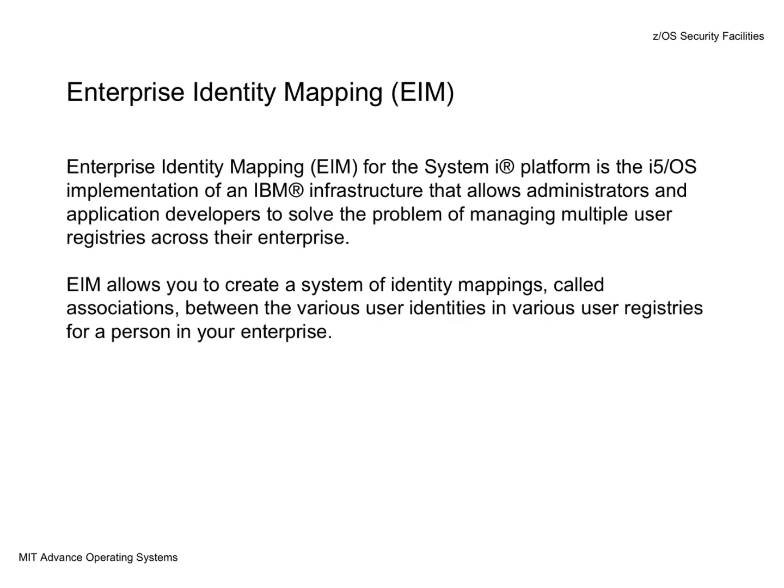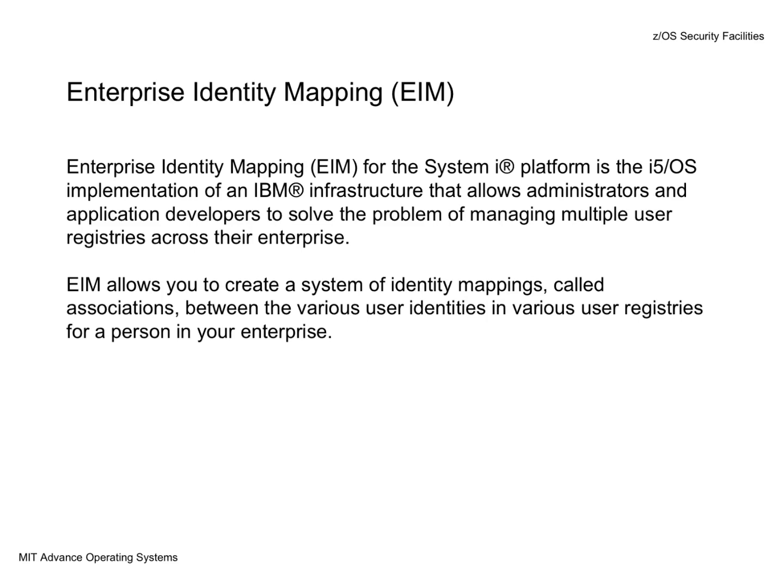Enterprise Identity Mapping, or EIM. EIM for the System i platform is the i5/OS implementation of an IBM infrastructure that allows administrators and application developers to solve the problem of managing multiple user registries across their enterprise. EIM allows you to create a system of identity mappings, called associations, between various user identities and various user registries for a person in your enterprise.